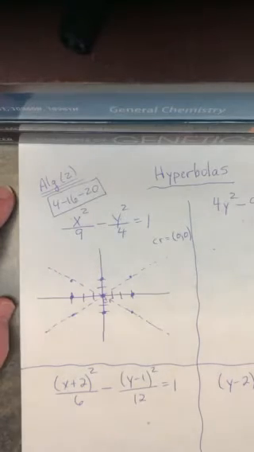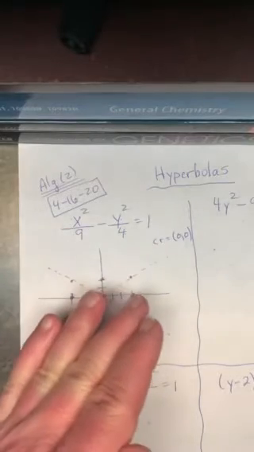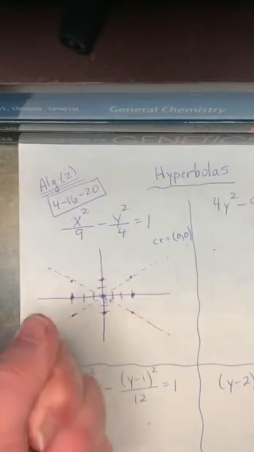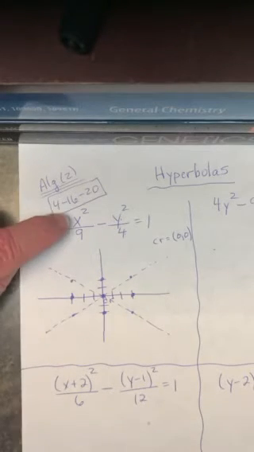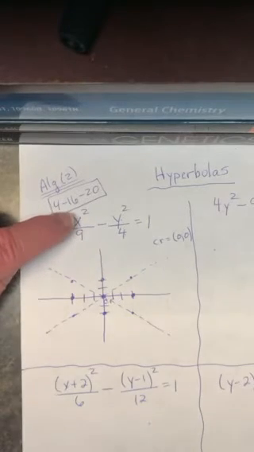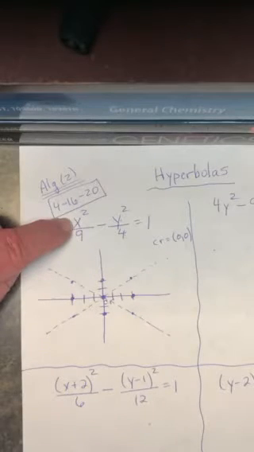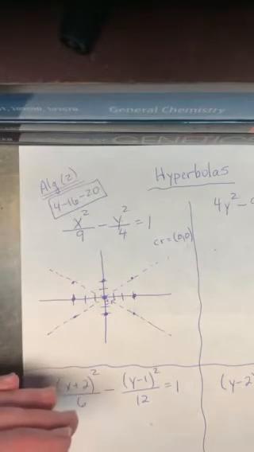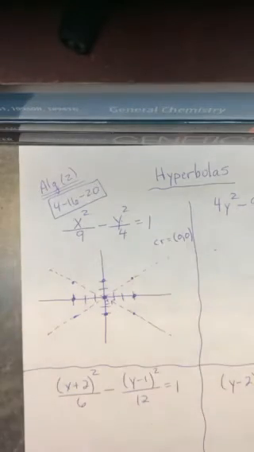And now all you've got to do is draw two curves that look like parabolas that are going in opposite directions. Now, how do you know where to draw them? Okay, listen. If the x squared comes first in your problem, which it does, the x squared is first, isn't it? Then your hyperbola will open left and right along the x-axis.